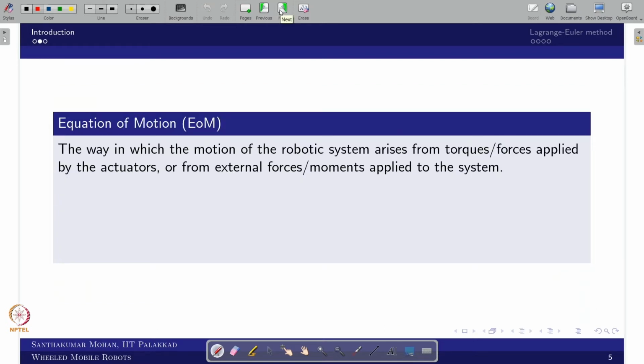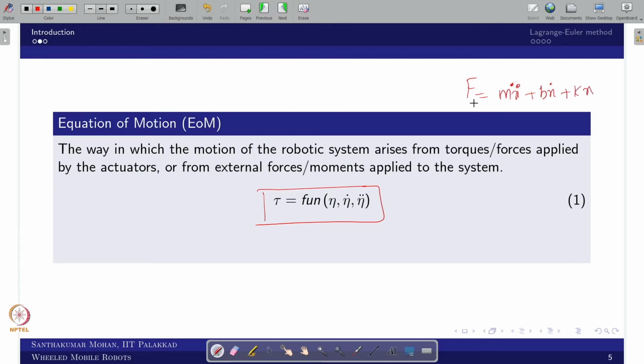Let us move further. As I said already, if there are several equations, we call them equations of motion. This is what we are trying to write, as I already gave a glimpse. This is the overall form, where f equals m x double dot plus b x dot plus k x, which I can rewrite as f as a function of x, x dot and x double dot. This is a scalar. Now we are bringing it as a vector, and that vector I am calling tau. Here eta is what you call the system state, the generalized coordinates, and their derivatives are given. Now you can see some aspects have come already.